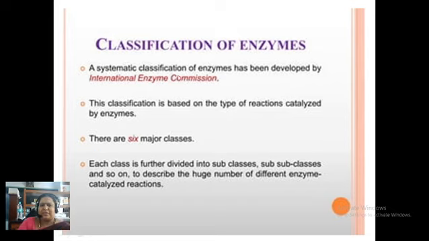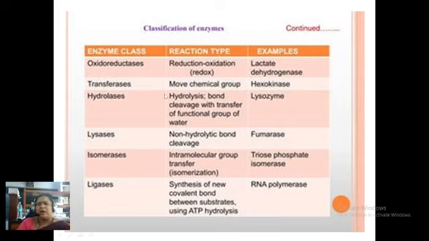A systematic classification of enzymes has been developed by the International Enzyme Commission. This classification is based on the type of reactions catalyzed by enzymes. There are 6 major classes: oxidoreductases, transferases, hydrolases, lyases, isomerases, and ligases.